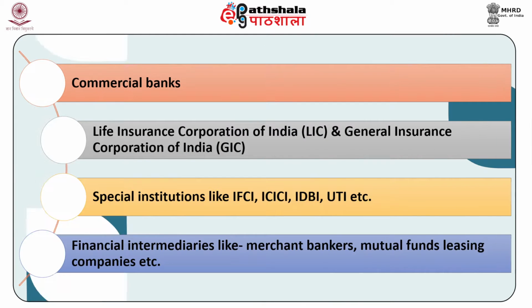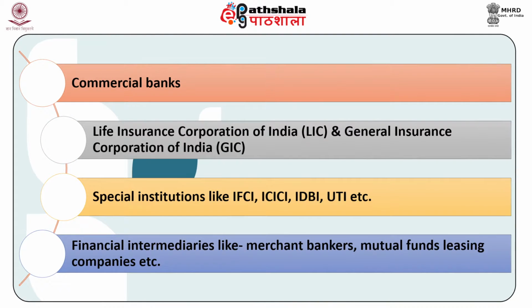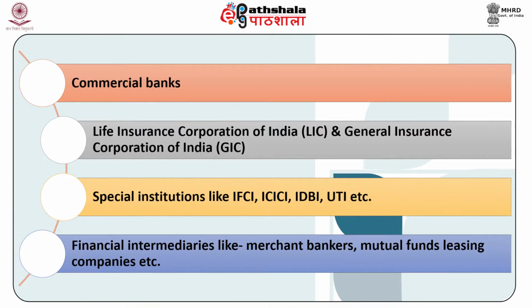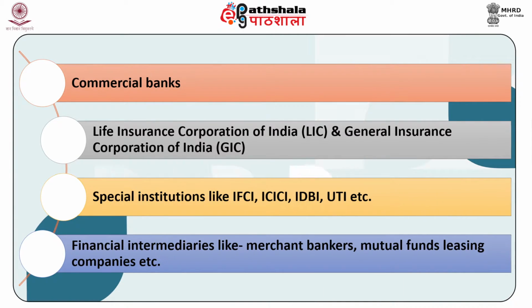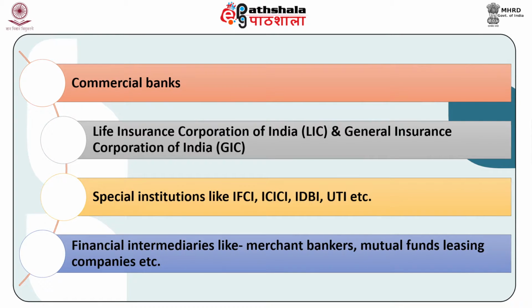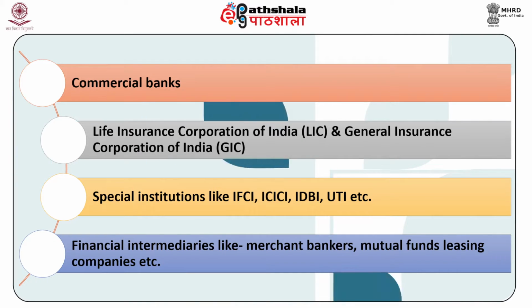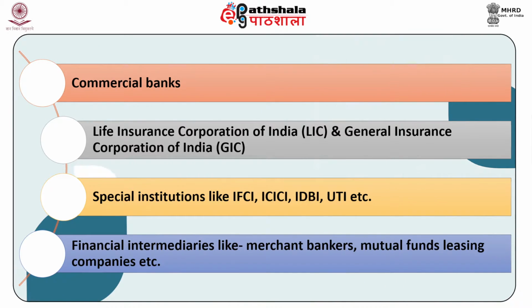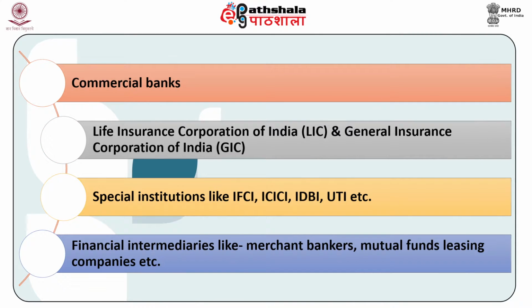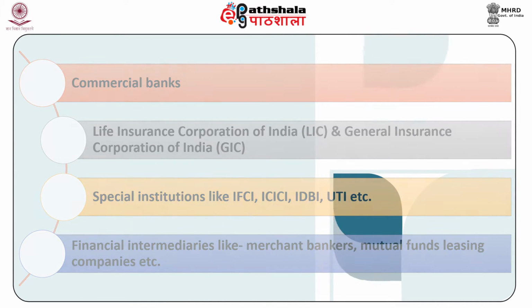The institutions involved: Number 1, commercial banks. Number 2, Life Insurance Corporation of India or LIC and General Insurance Corporation of India, GIC. Number 3, special institutions like IFCI, ICICI, IDBI and UTI, etc. Number 4, financial intermediaries like merchant bankers, mutual funds, leasing companies, etc.